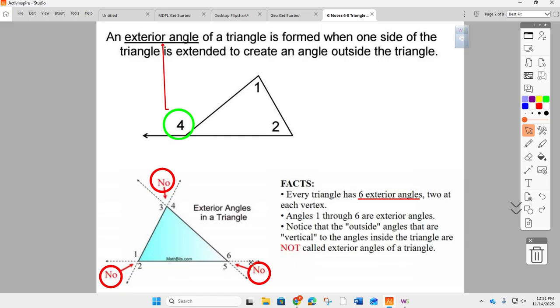So this side, if you extend from angle 2 this way, all the way past the triangle, you're going to create this exterior angle. So make sure you go ahead and circle the angles, like I did. Underline the exterior angles, like I did. Go ahead and close up your Chromebooks if you still have them open. All right, so exterior to the triangle, right?